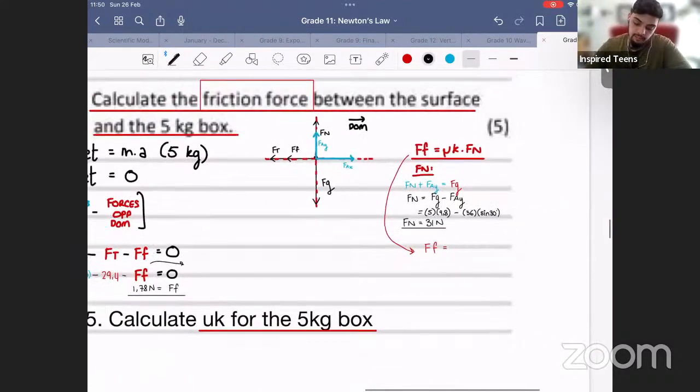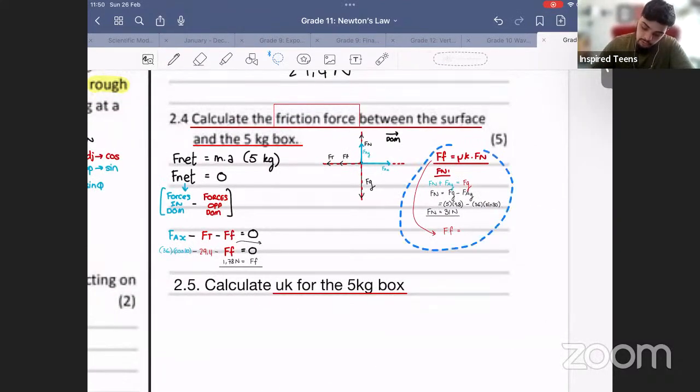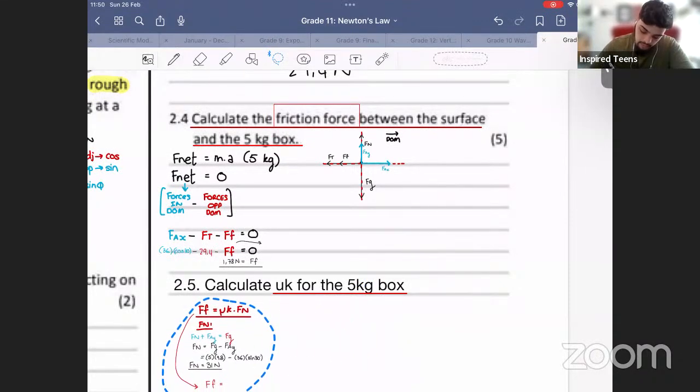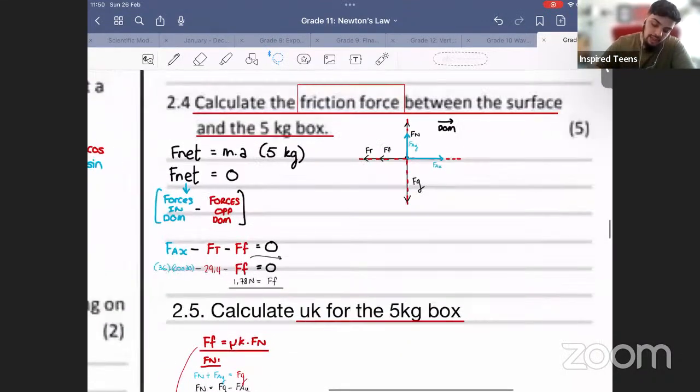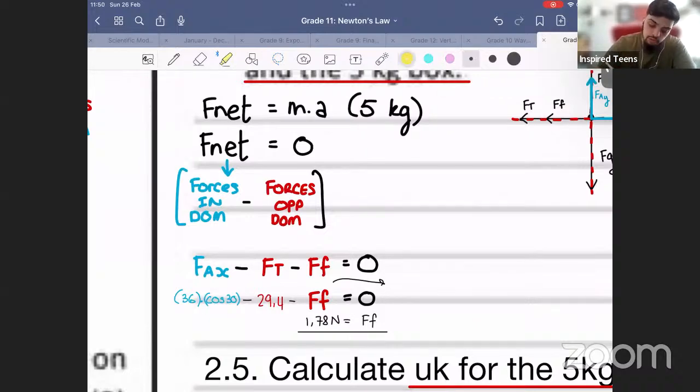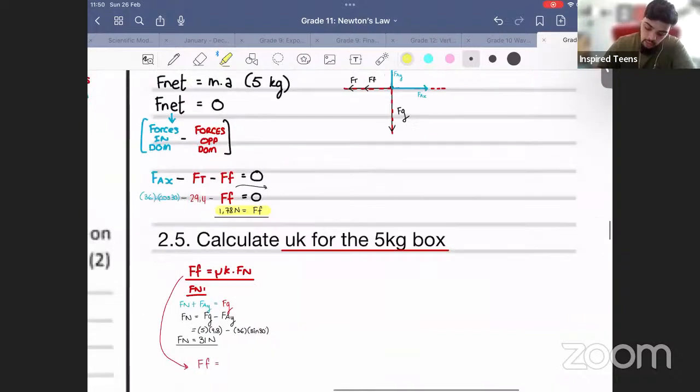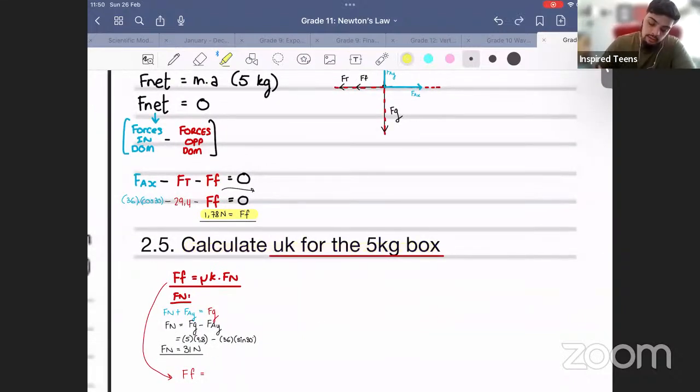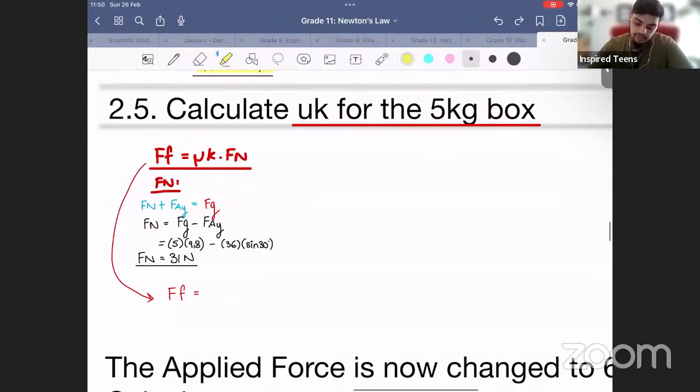I hope you guys understand that, right? So all of this, now I'm going to move to the next question and you'll see why. We utilized the F net is equal to 0 formula to solve for friction. Now we have the value of friction. They want us to work backwards now and calculate the mu k. Yeah, Newton's does take long actually. It only gets better once you have practice. When you have practice, it starts to speed up. So calculate the mu k for the 5 kg box.